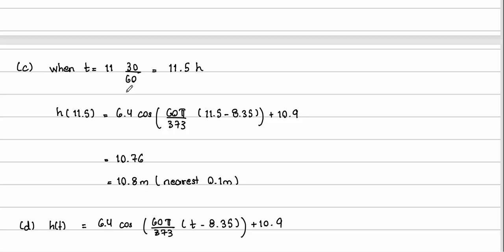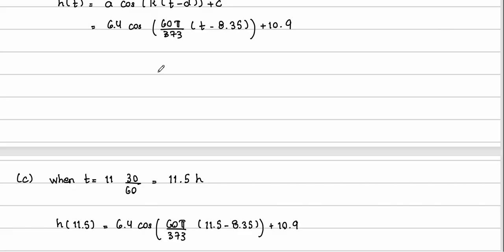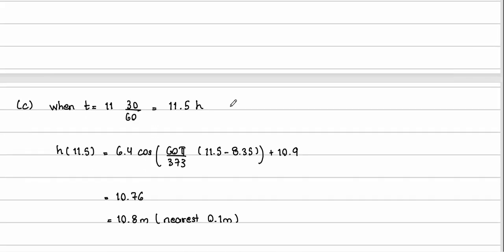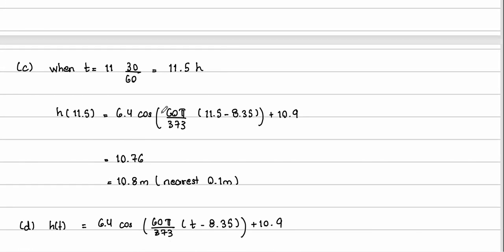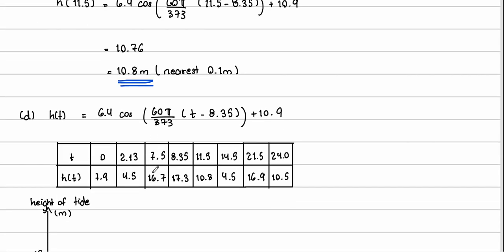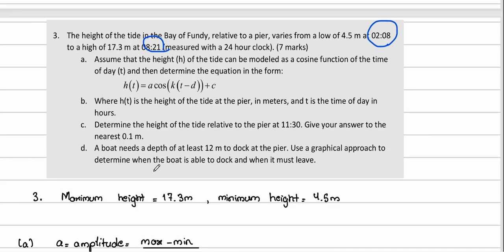So we substitute into the equation that we got from number A. So 6.4 cosine of 60 pi over 373 times (11.5 minus 8.35) plus 10.9. So this is the height of the tide at 11.5 hours. I think this is the end of question C.